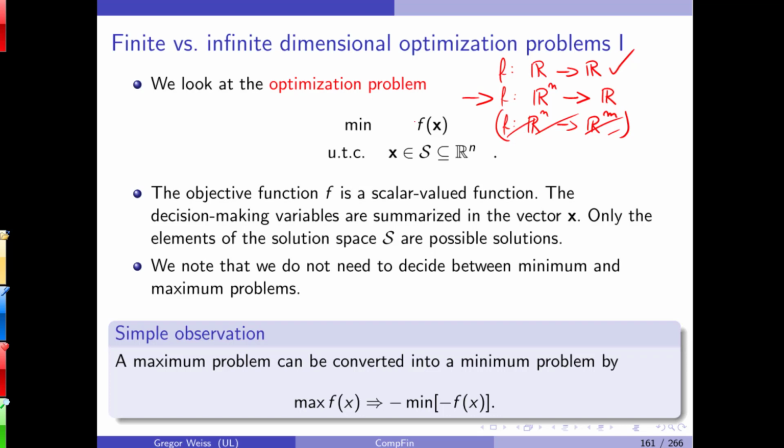So we want to minimize a function f of an n-dimensional real vector x under the condition that x is admissible. It might be that we have very strong constraints on x. It might be that we do not have any constraints. But the vector x should be an element of the solution space S, and S is a subset of the n-dimensional real numbers. So it's a scalar-valued function, and we have a decision variable x.